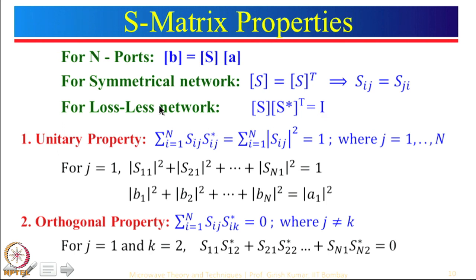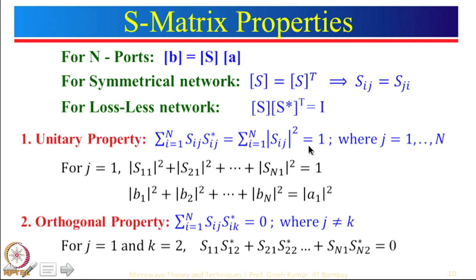So, from here, we can actually get two different properties. One is known as the unitary property, another one is known as the orthogonal property. Let me explain one by one what is the unitary property. We will start with an example. Let us say S11 square plus S21 square plus Sn1 square is equal to 1. So, that is a unitary property.